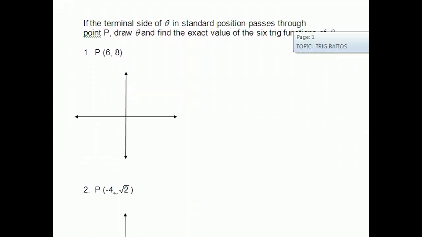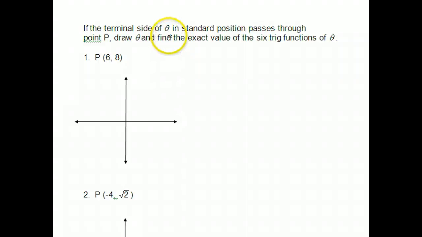So let's start with this one. Right, so it says the terminal side of theta in standard position passes through point P. Draw theta and find the exact value of all 6 trig functions of theta. So let's draw our point P. It looks like x is 6, so draw out 6 here. And y is 8. Draw out 8 there. Oops, a little crazy. And so there's our point, P.